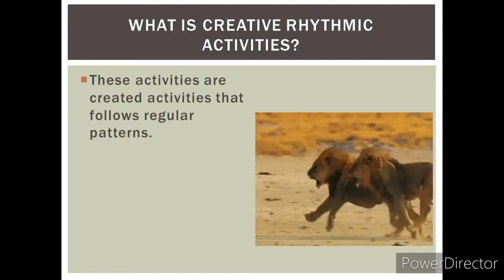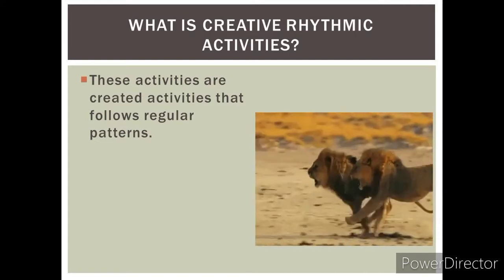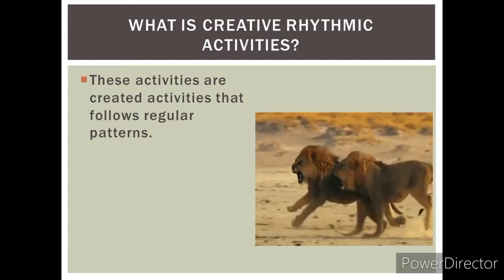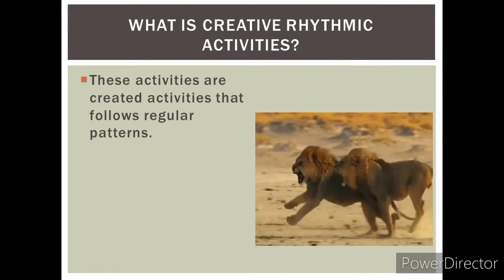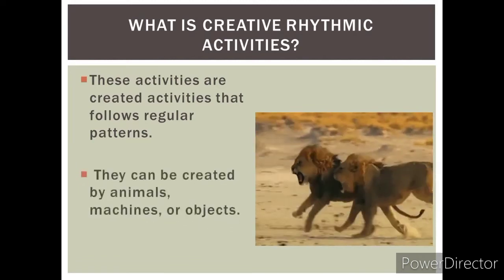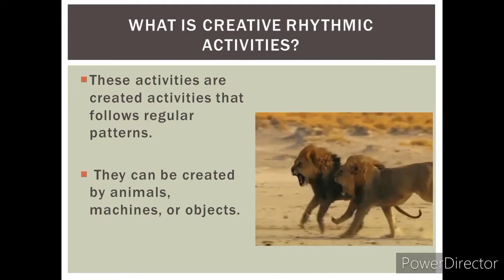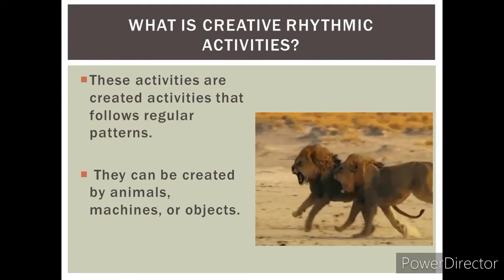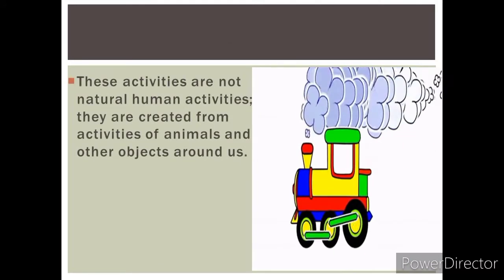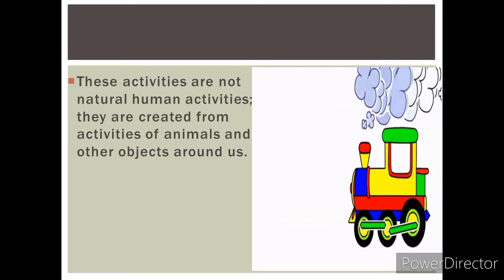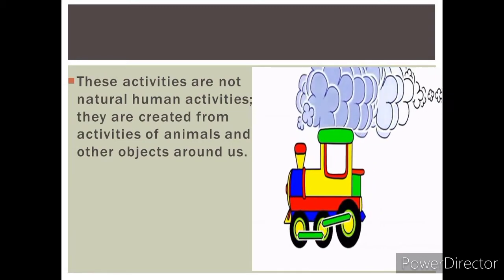These activities are created activities that follow a regular pattern. Most times, activities that are caused by either animals or even humans are repeated. They follow a pattern that is always repeated. They can be created by animals, machines, or objects. These activities are not natural human activities. They are created from activities of animals and objects around us.